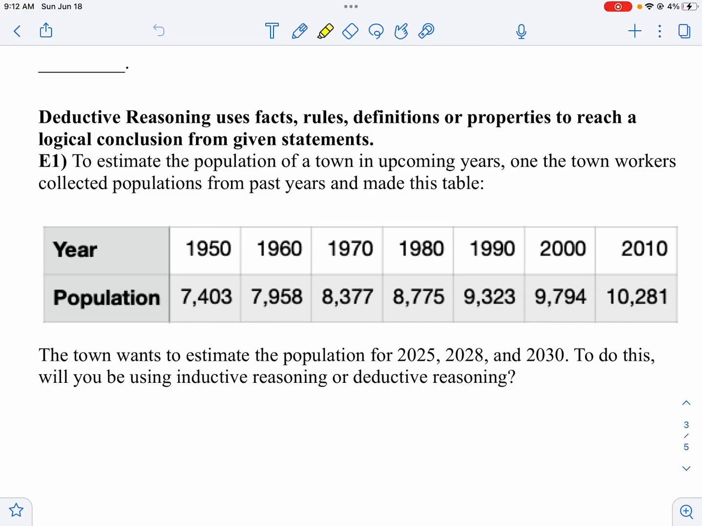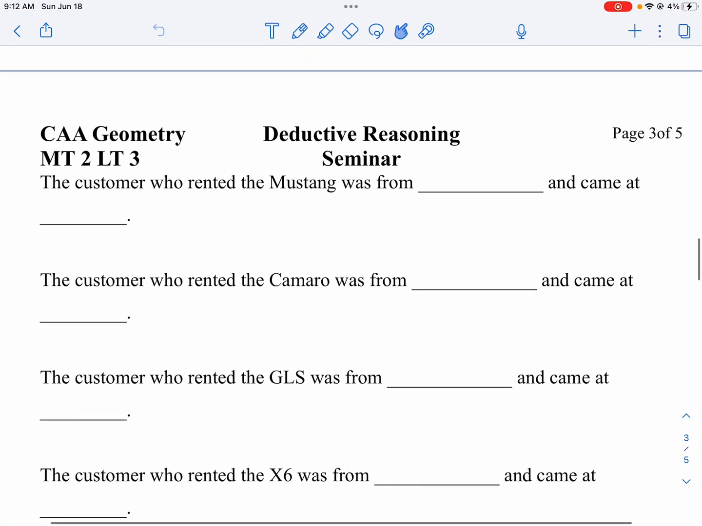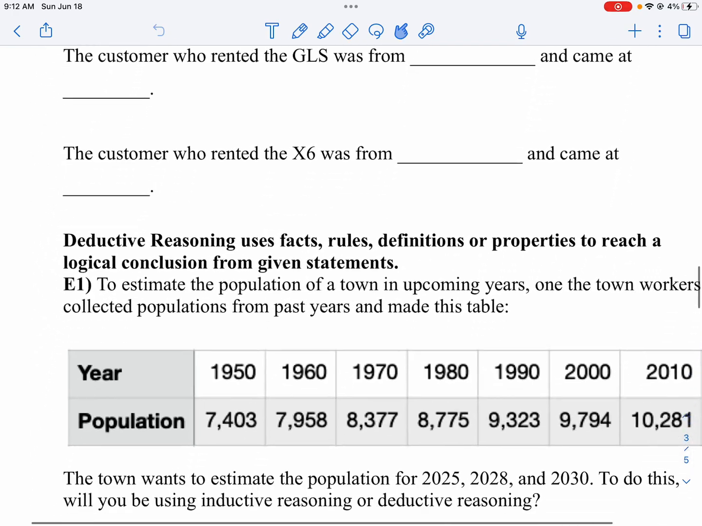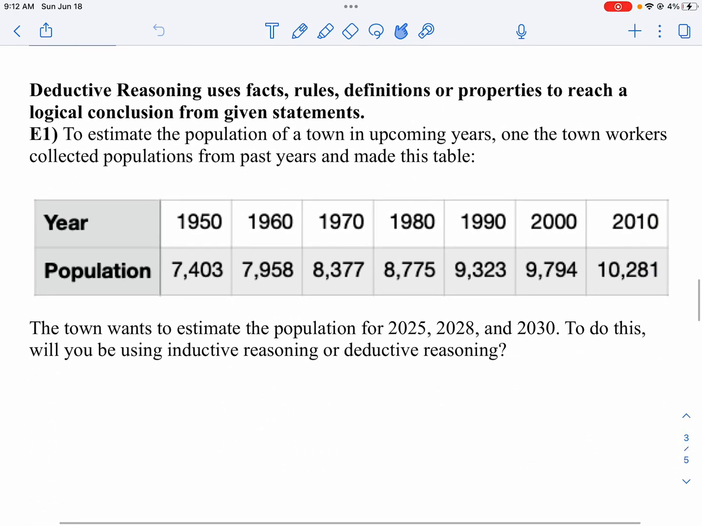Let's take a look at your affirmation for MT2 LT3 on deductive reasoning. Now, deductive reasoning is using facts, rules, and definitions or properties to reach a logical conclusion. It's not following a pattern. Following a pattern is inductive reasoning.